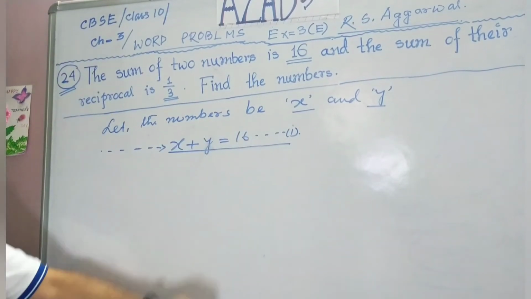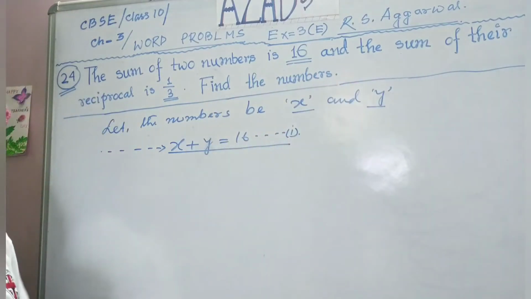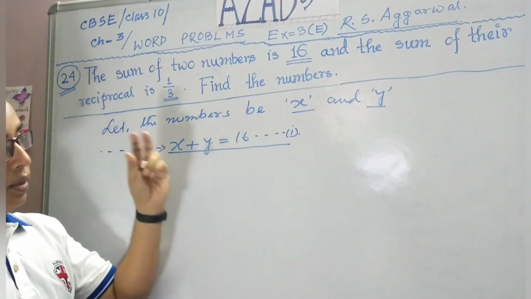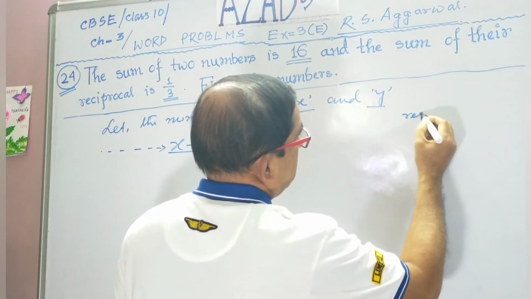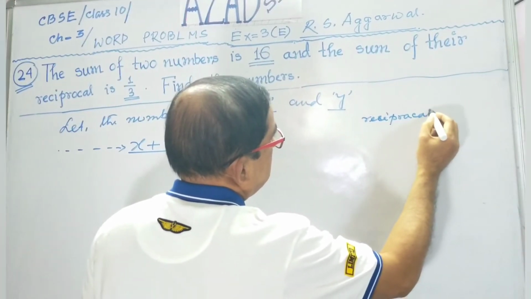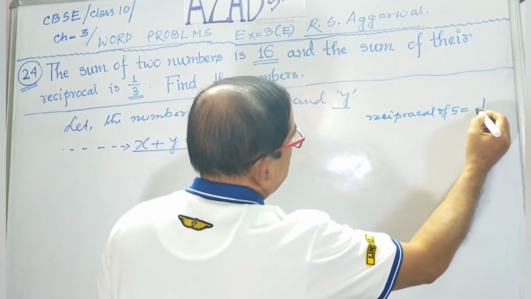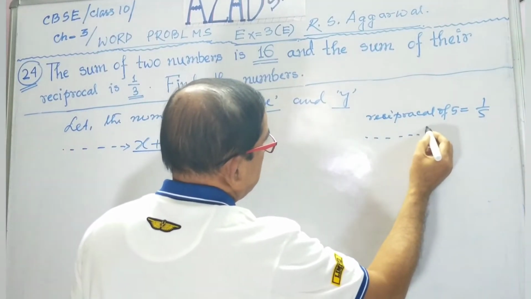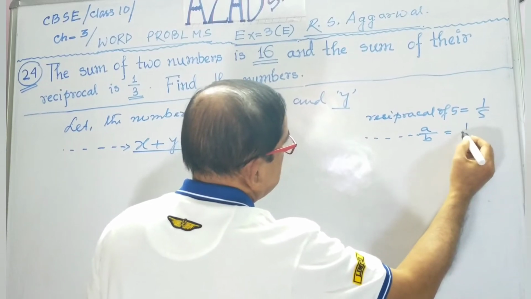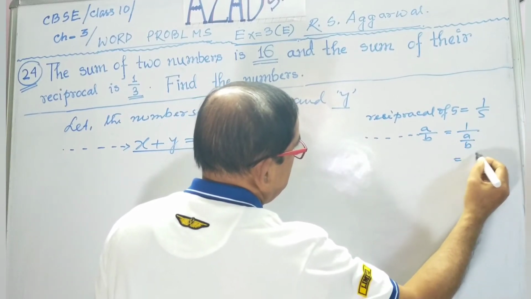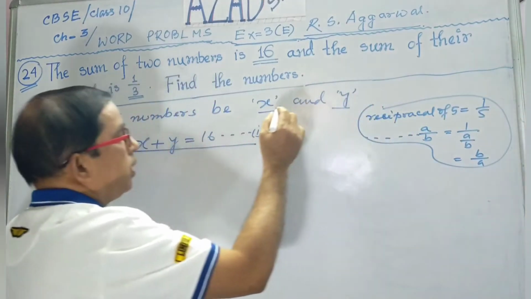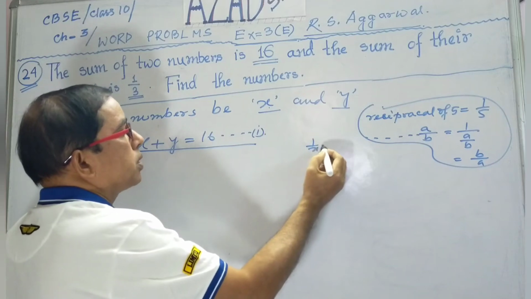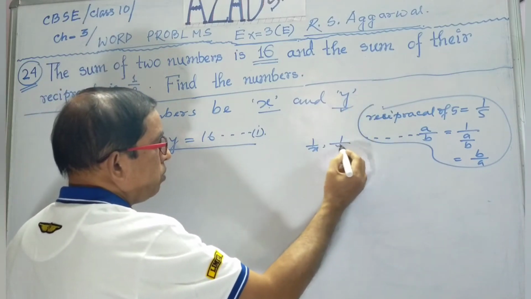And the second condition is told here, the sum of their reciprocals. Now do you know what is reciprocal? Reciprocal of any number is 1 by that one. Suppose reciprocal of 5, it means 1 by 5. Suppose reciprocal of a by b, it means 1 by a by b, that is it will be b by a. This is the concept of reciprocal. So in this case, reciprocal of x is 1 by x and reciprocal of y is 1 by y.